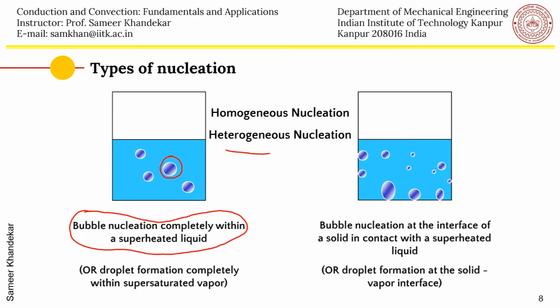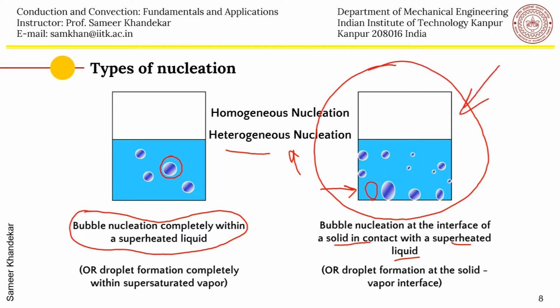But when we make tea, for example, the bubbles do not get formed inside the volume. They actually get formed on the surface. As you can see here in this figure, they are forming on the solid surface. So when bubble nucleation takes place at the interface of a solid which is in contact with a superheated liquid, it is called heterogeneous nucleation. In this lecture, all our discussion will focus on heterogeneous nucleation. We will not consider homogeneous nucleation, which is a slightly different phenomenon, but only heterogeneous nucleation.